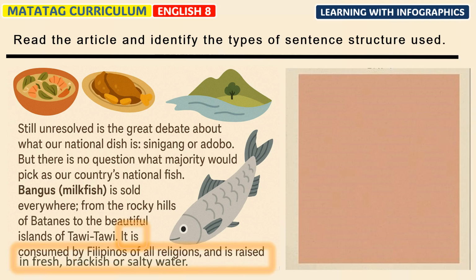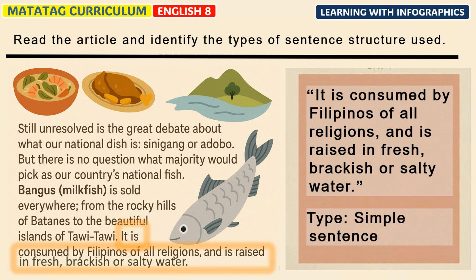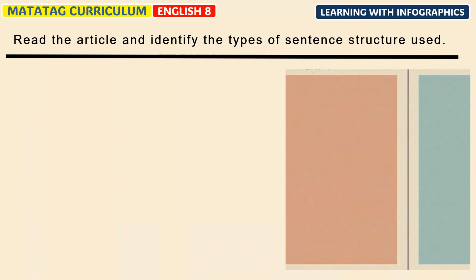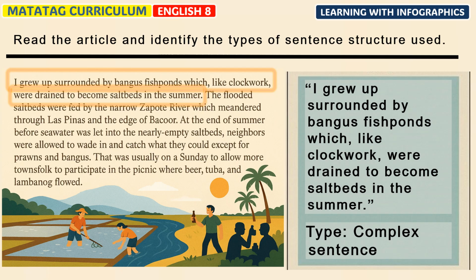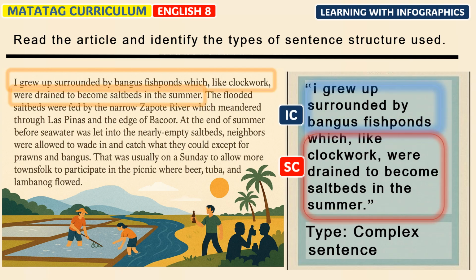It is consumed by Filipinos of all religions, and is raised in fresh, brackish or salty water. The structure of this sentence is simple. It has one independent clause. I grew up surrounded by bangus fish ponds which, like clockwork, were drained to become salt beds in the summer. The structure of this sentence is complex. It has one independent clause and one subordinate clause.